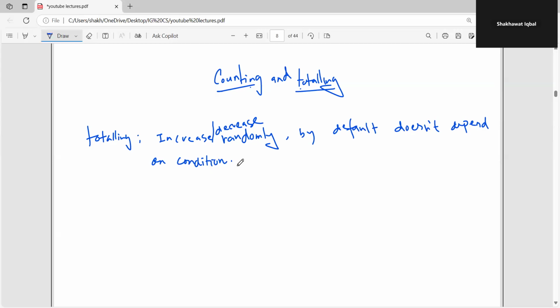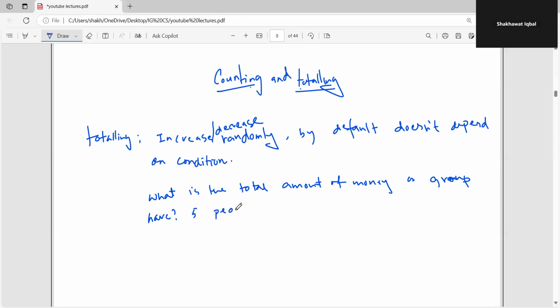This definition I make for my own understanding. What does it mean? It means that, for example, what is the total amount of money a group has? For example, the group has 5 people. So what does it mean?